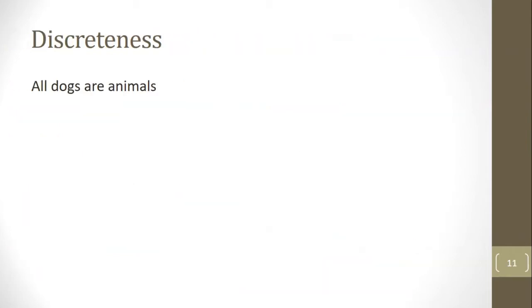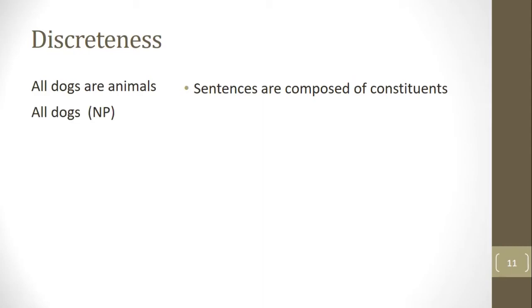Discreteness. Discreteness is the idea that we can take language and break it down into smaller bits and find that each of these bits are self-contained. Here's a sentence: all dogs are animals. But sentences can consist of constituents. We will talk about this in a future lecture. One of those constituents might be a noun phrase like all dogs. Constituents can also be broken down into smaller words. For instance, all dogs can be broken down into the words all and dogs.